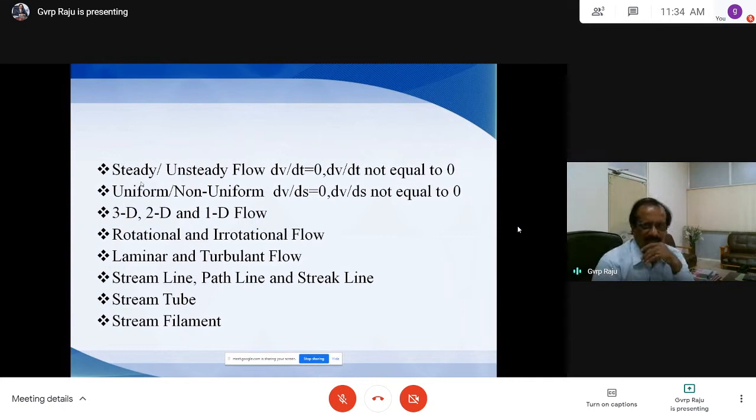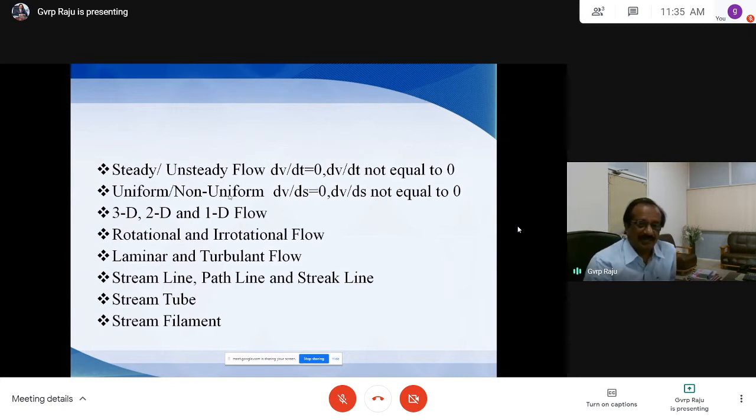So in uniform flow, the velocity is not changing with distance at a particular time. This is velocity with change of time, and this is velocity with change of distance. At that particular time, the time is constant now. If the velocity does not change with distance, then it is uniform flow. So dv by ds is equal to 0, because it is constant with the distance here. Differentiation of a constant is 0.